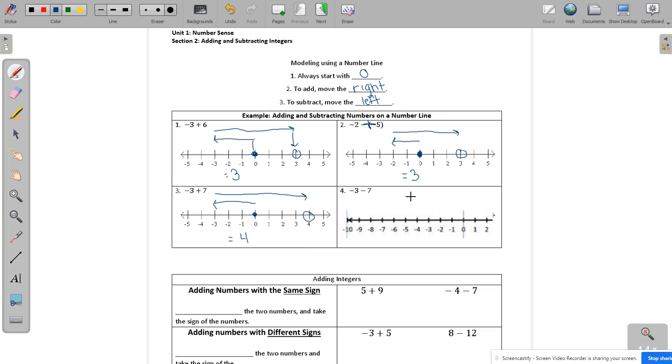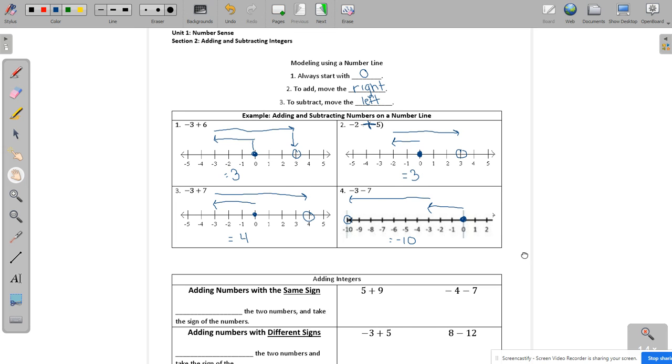The last one, we're going to start at 0 like always. And then we have -3. So we're going to subtract, so we go to the left 3. And then we have -7. So then we also go to the left 7 more. And that ends up at -10. So -3 minus 7 is -10. So that's adding and subtracting with modeling using a number line.